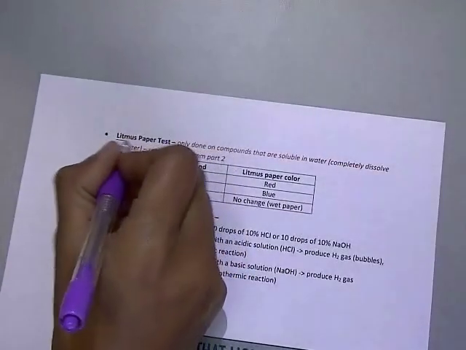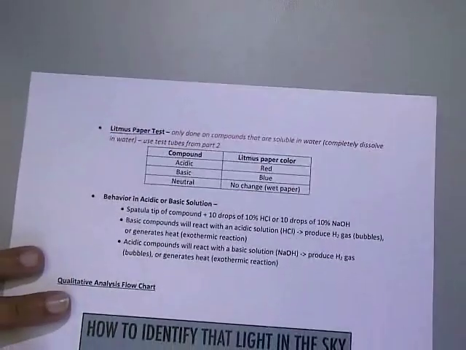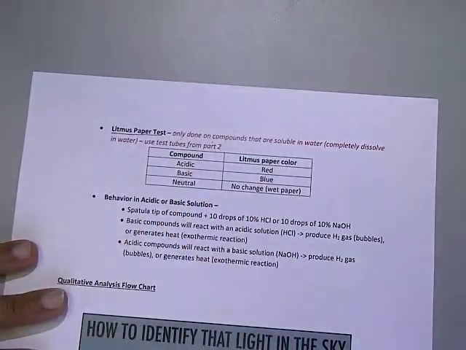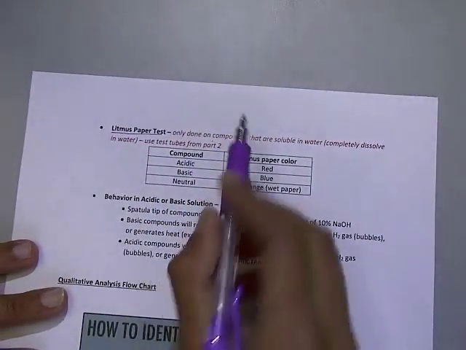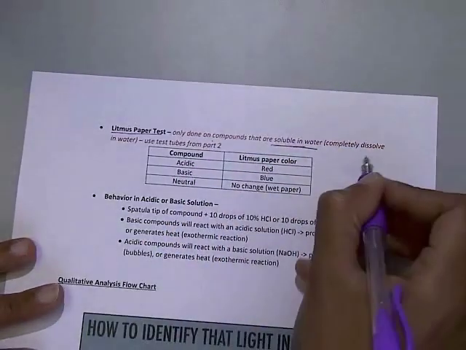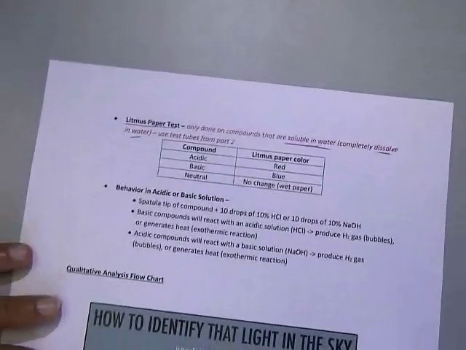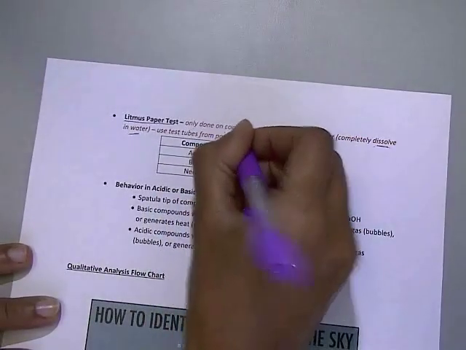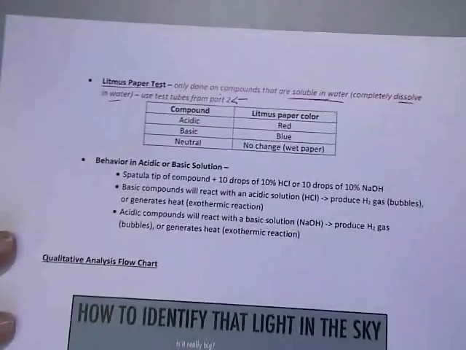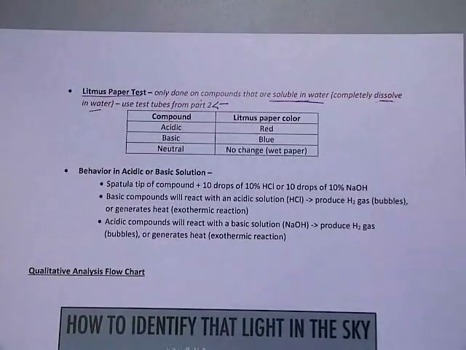So let's talk about the litmus paper test. It's really important, and I wrote this in red. Only do the litmus paper test, and this is again in your lab manual, on compounds that are soluble in water, so ones that completely dissolve in water. And I want you to use the test tubes from part 2. Again, follow instructions carefully, and this lab will be completely seamless.